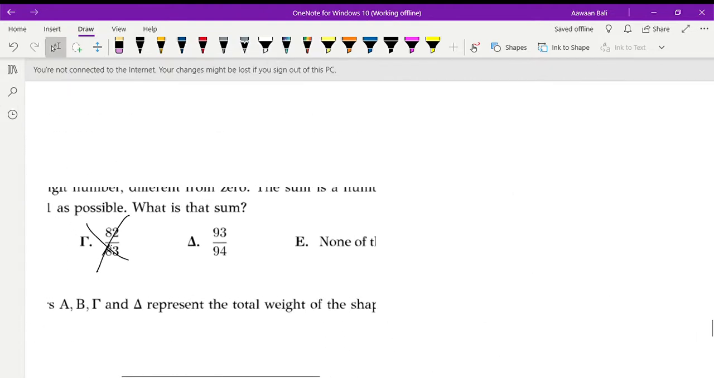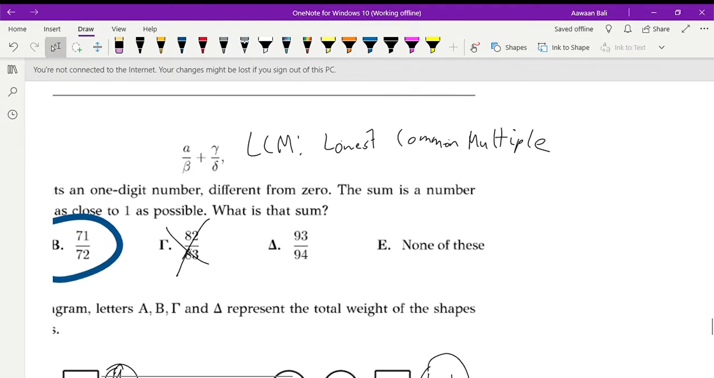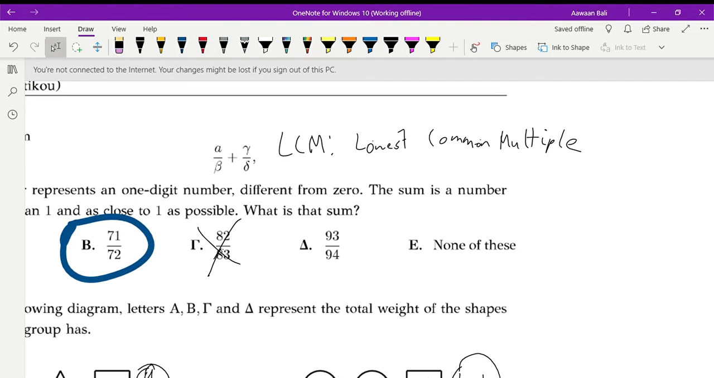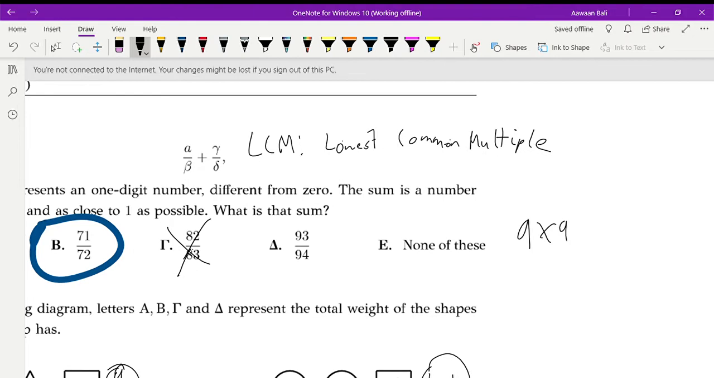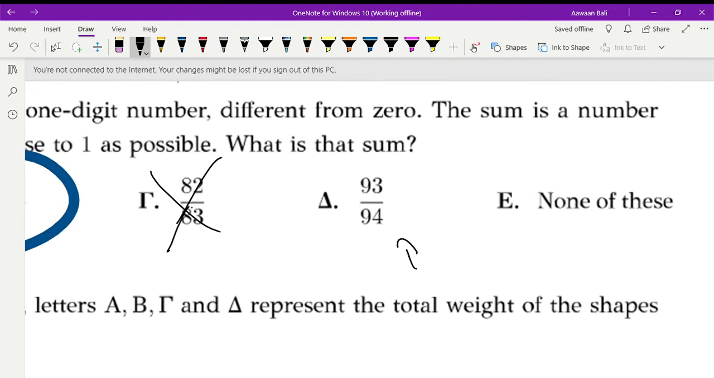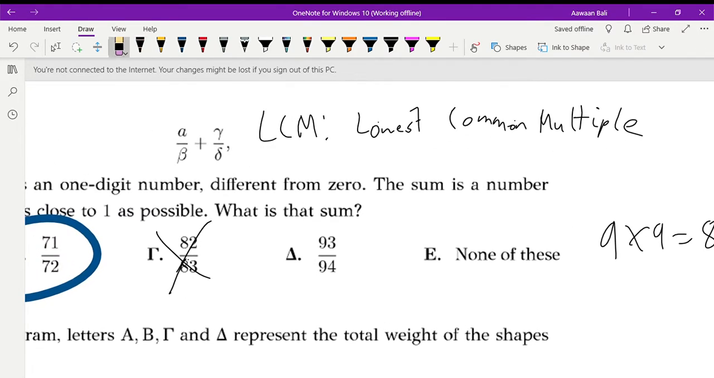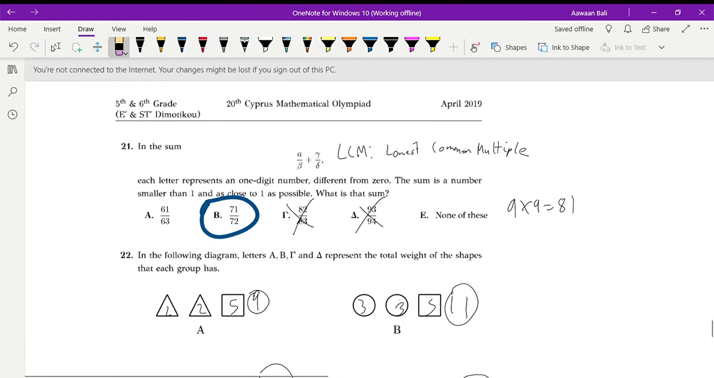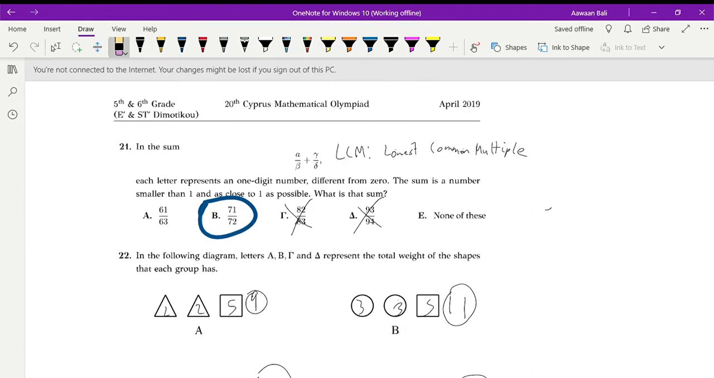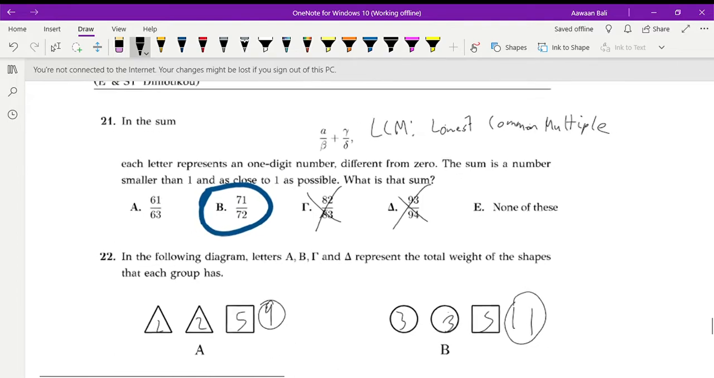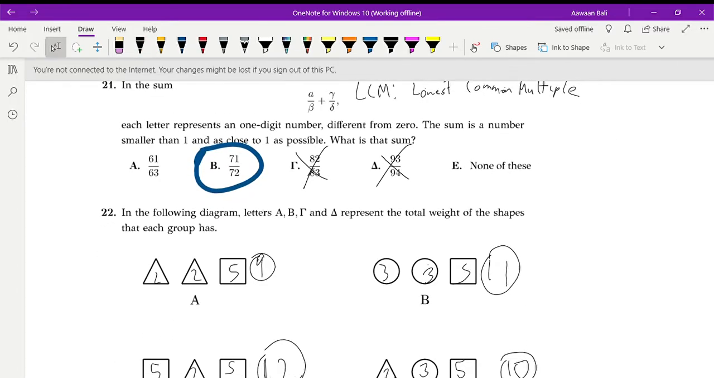Now when we have 94, when we're talking about each of these variables being a digit, the biggest product you can get is 81 if you do 9 times 9. Now here it's 94, which is definitely bigger, which means that we can say that is wrong. Now, since it says what is the biggest possible sum, we can say that's 71 upon 72, because that is definitely bigger and closer to 1 than 61 upon 63. So thus the answer is Vita.